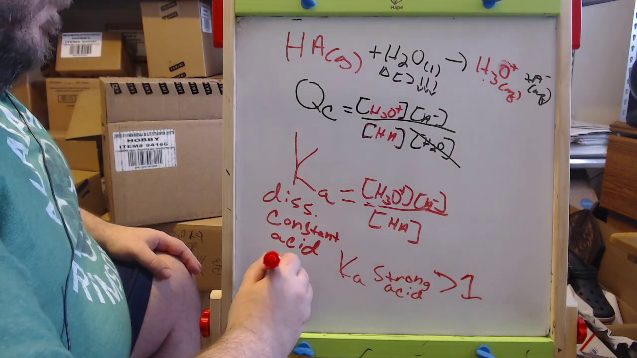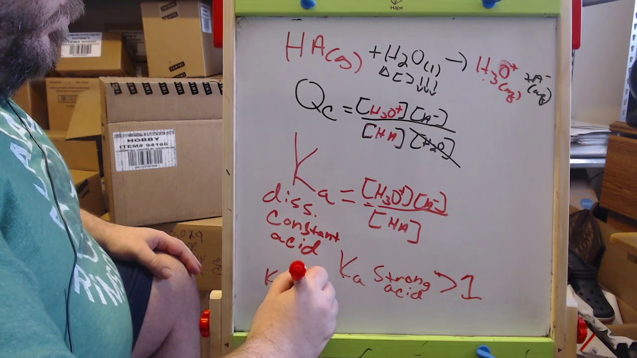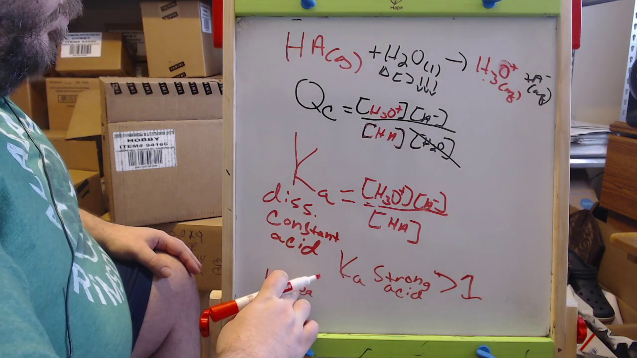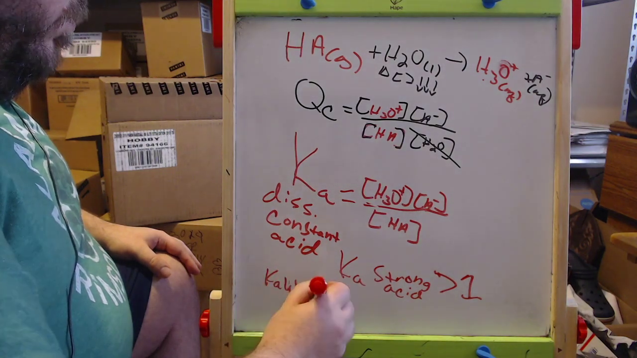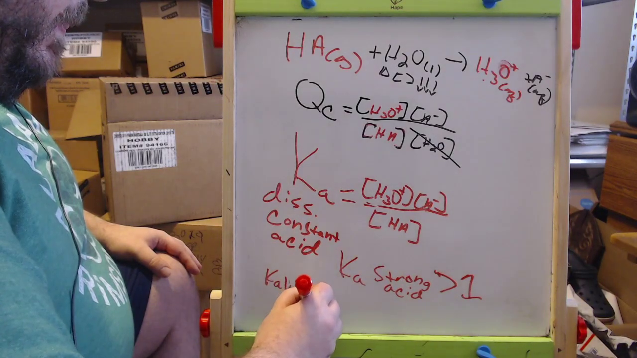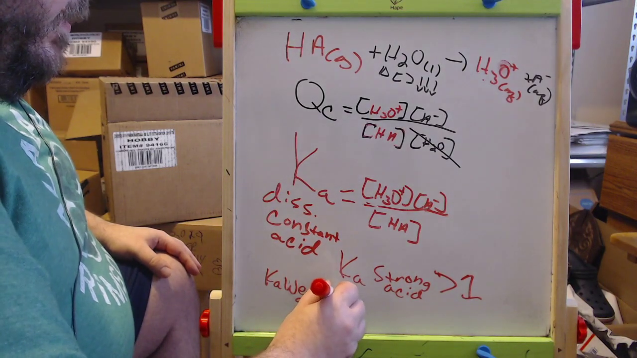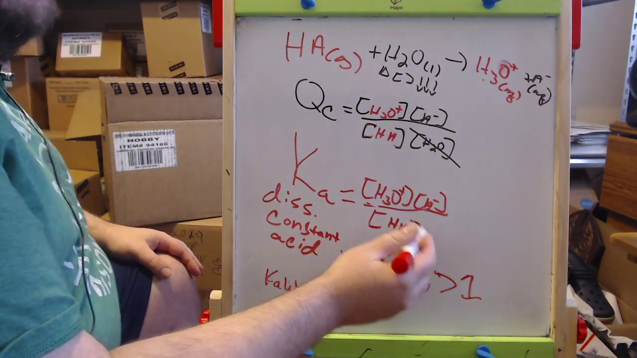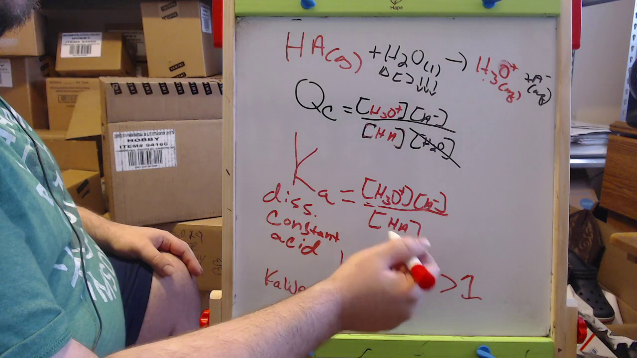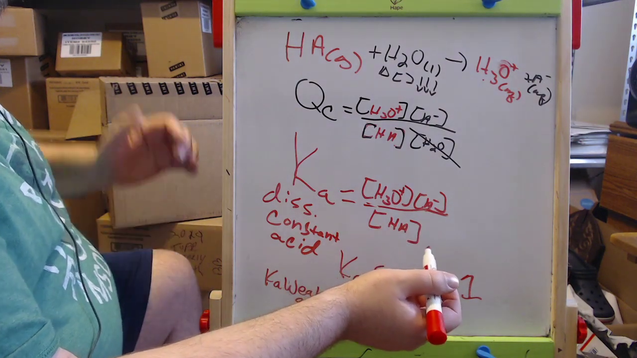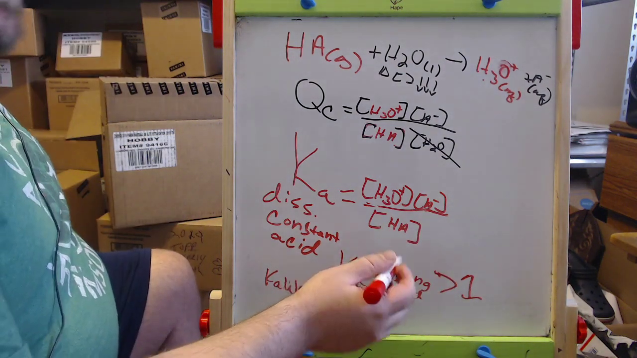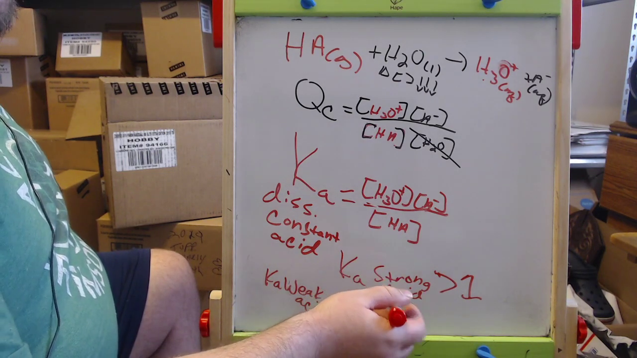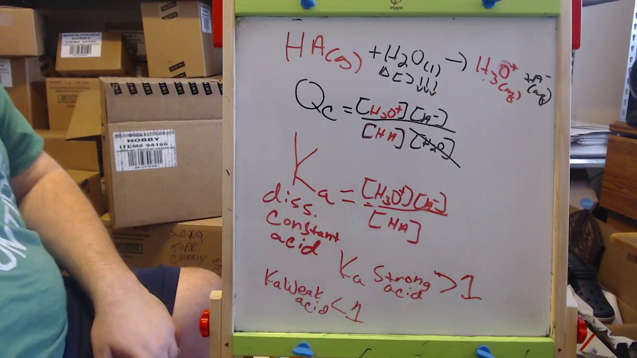The Ka for a weak acid, that's a terrible W, is going to be less than 1, because for a weak acid, this number is going to be bigger. So for a weak acid, the denominator is going to be bigger for my Ka, so I'm going to be less than 1. For a strong acid, I'm not even going to have a denominator.